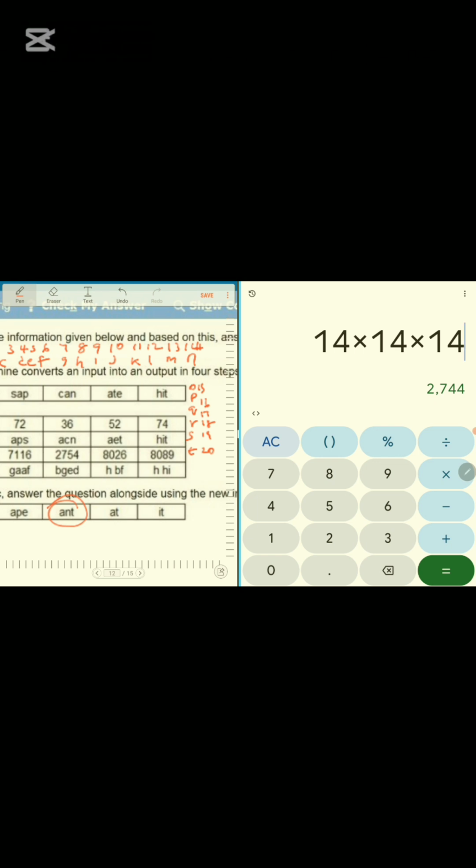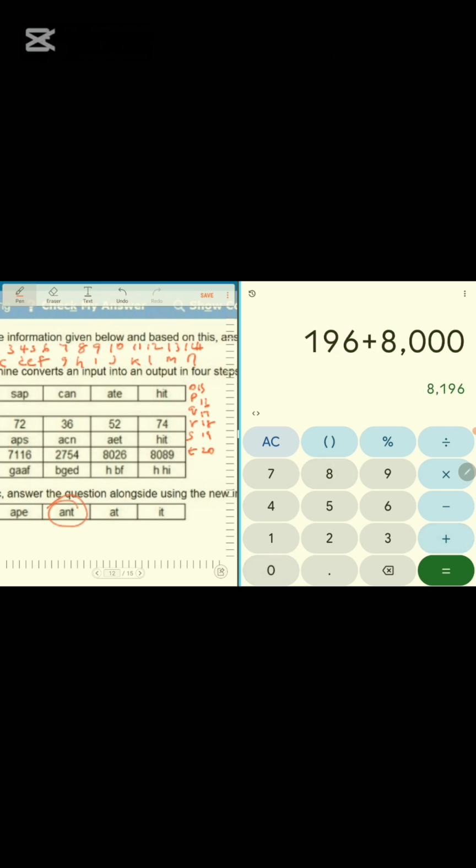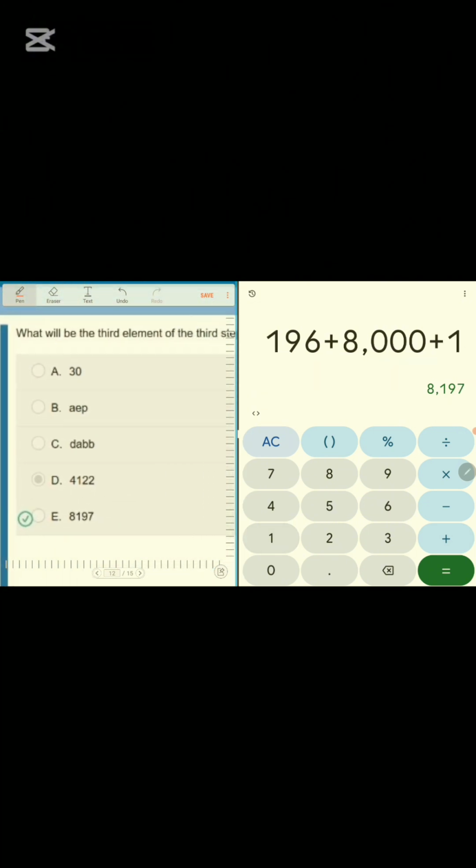Oh, sorry. I think that one is supposed to be squared. 14 times 14 is 196, plus 8,000. That is 8196. Then plus A, which is 1. That is 8197. So the correct answer is 8197.